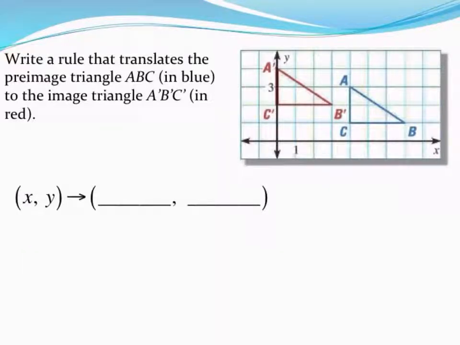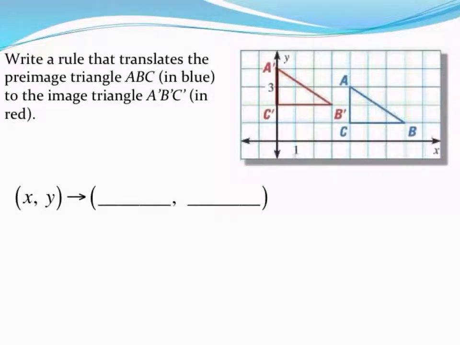This time I want to write the translation rule that would result in sliding this figure to form the image that's shown. So it tells me the image and the pre-image, it tells me what color they are, but suppose it didn't tell me.